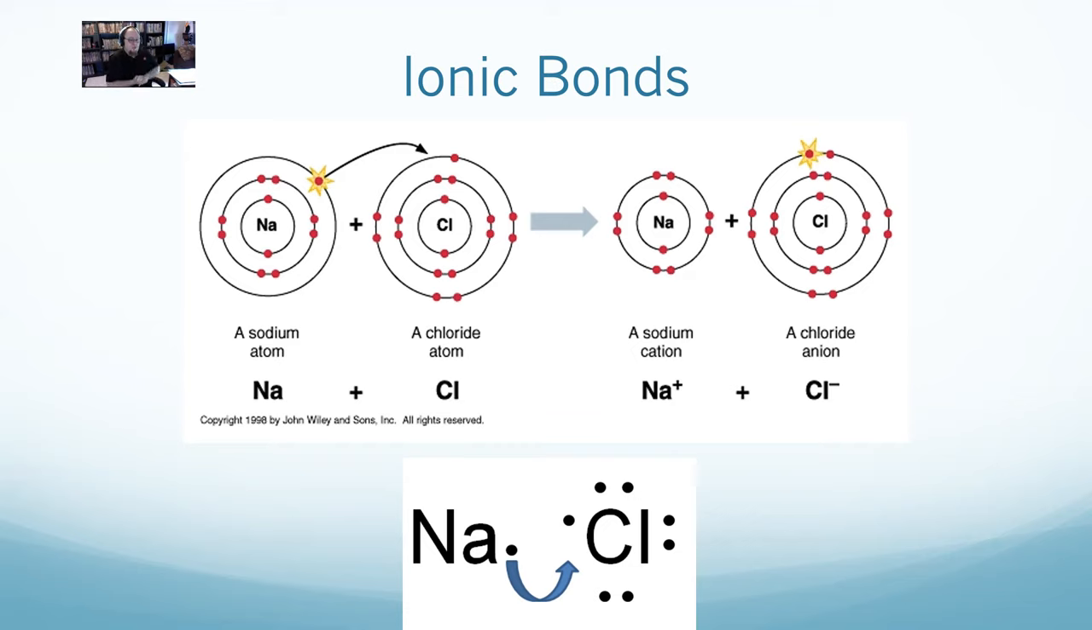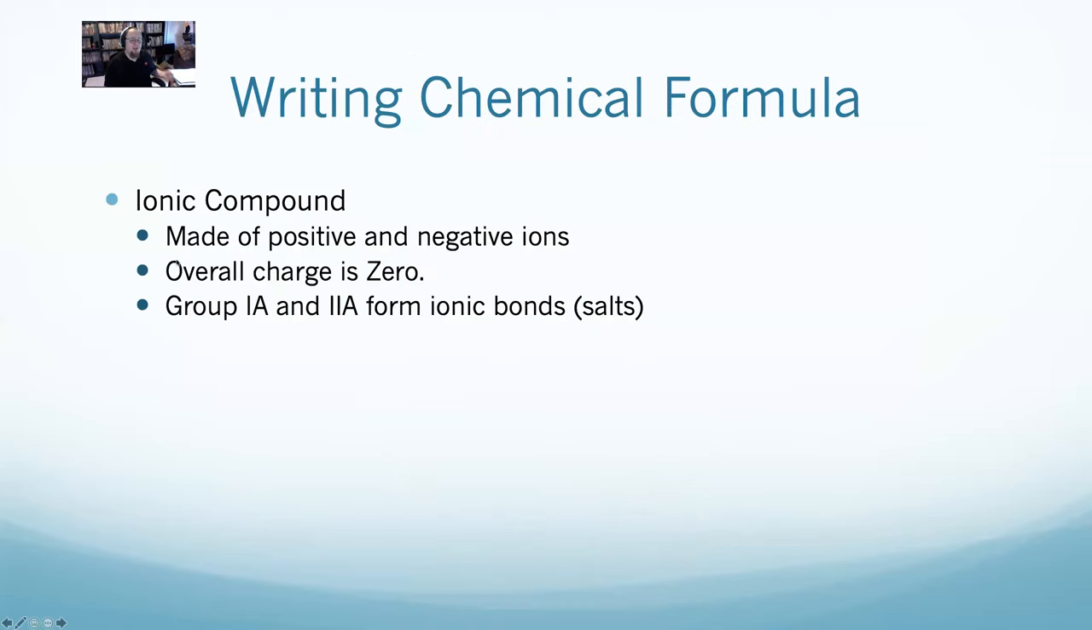Now, atoms can't be created or destroyed, but neither can electrons. When an ionic bond forms, what's going to happen is we'll be mixing positive and negative ions, our cations and our anions. But here's the important thing. In any given ionic compound, the overall charge will be zero. However many electrons the metal gave away, that's how many electrons the nonmetal took. It always has to balance out.